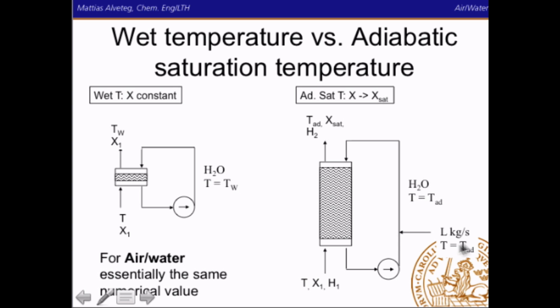saturation point, and then you have to do a setup here where you pump water and you have to add water, and the tricky part here is to add water at the adiabatic saturation temperature. So you will need quite a lot of trial and error to get this right. So you add with a certain temperature, and then you check what temperature you have here, and then you slowly adjust till you get the same temperature there as you have in the input here. A nice thing with adiabatic saturation temperature is that for the air-water system, that's essentially the same numerical value. For other systems, it's not the same.